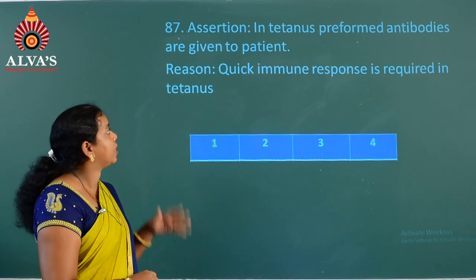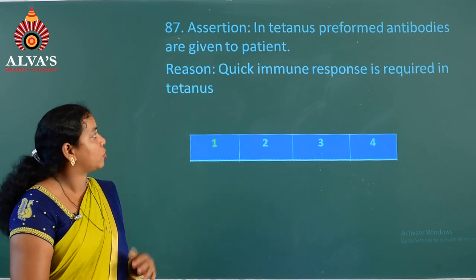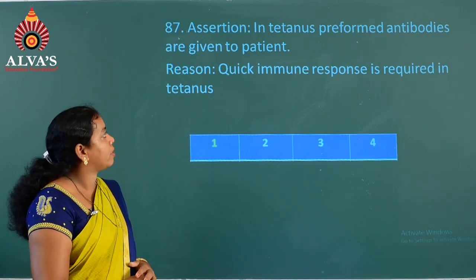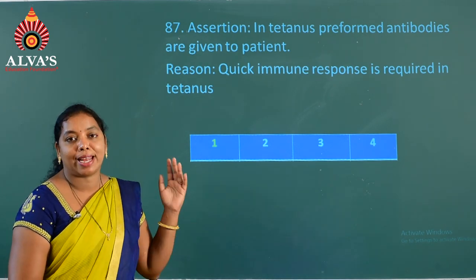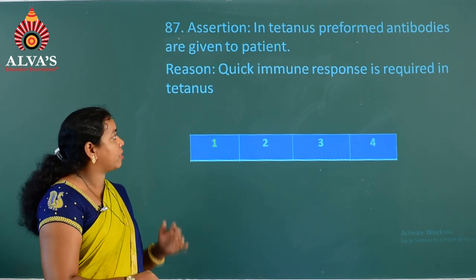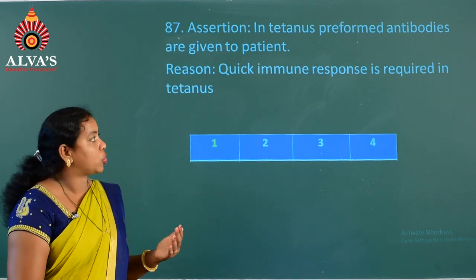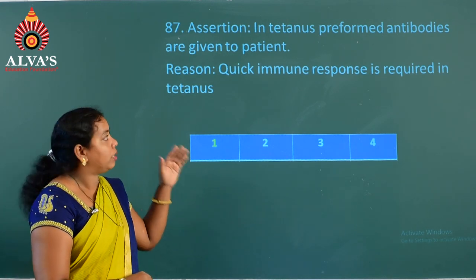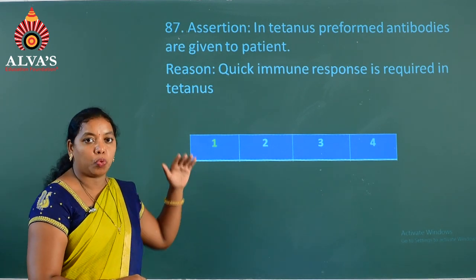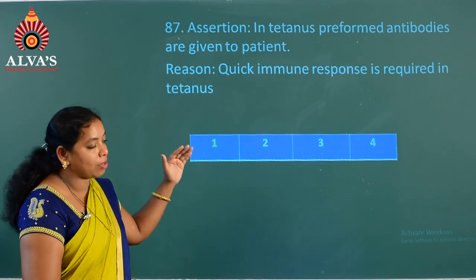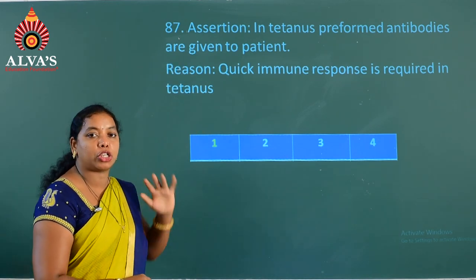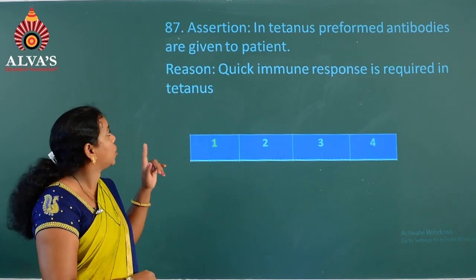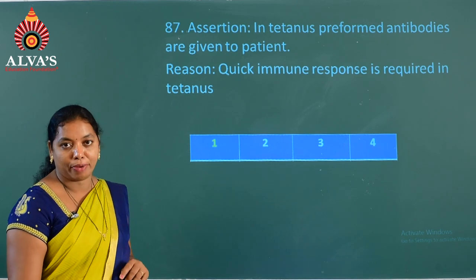Moving on to the next question, question number 87. Assertion: in tetanus, preformed antibodies are given to the patient. It is like passive immunity. Reason: a quick immune response is required in tetanus. So here we can see that the assertion and reason both are true, and the reason given is the correct explanation for the assertion. Hence we will go with option 1. So for question number 87, the right answer is 1.